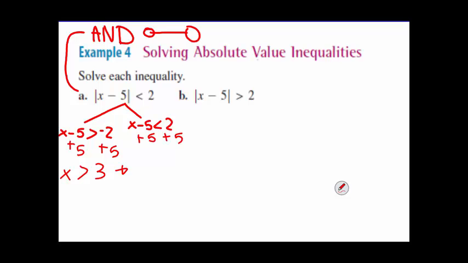So x is greater than 3 and x is less than 7. So notice the inequalities. Greater than 3 means an open circle at 3 going to the right. Less than 7 means an open circle at 7 going to the left. So these two are shaded in the middle.